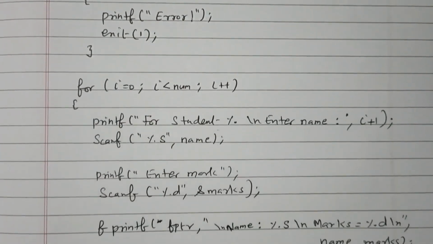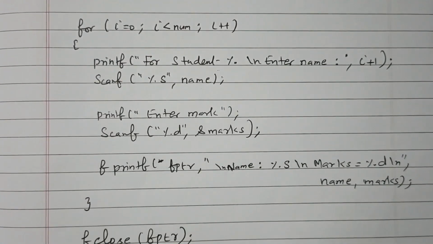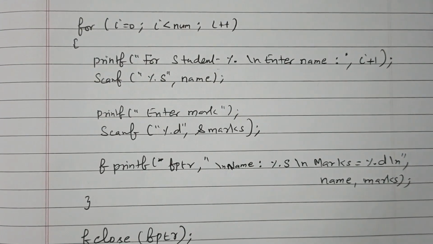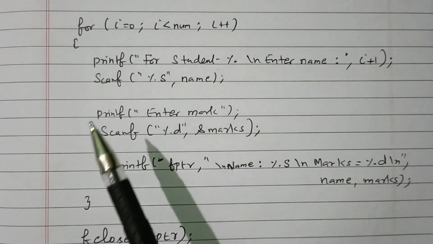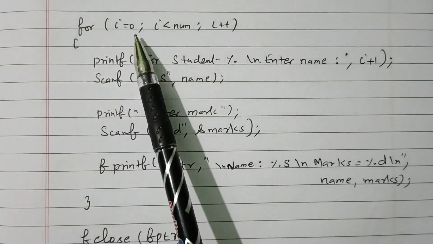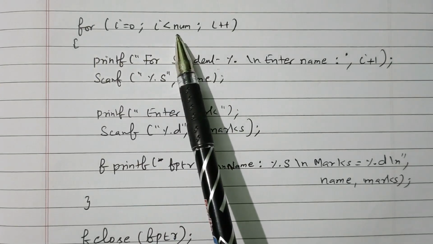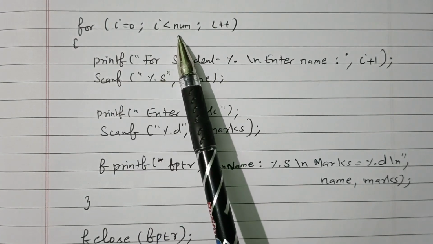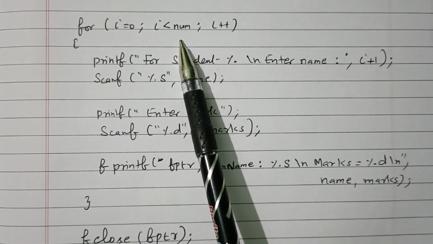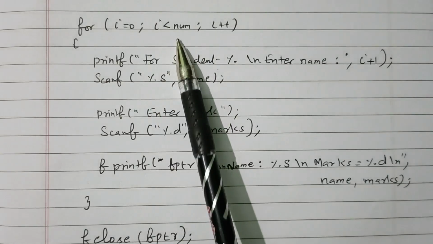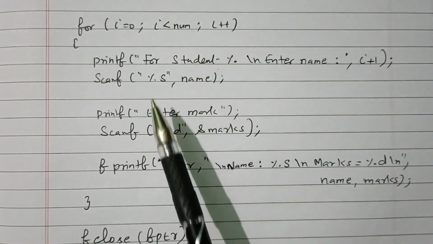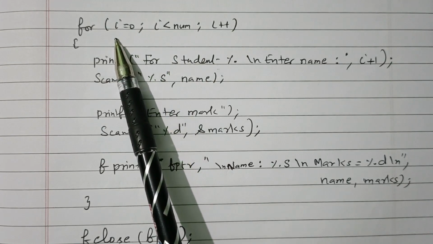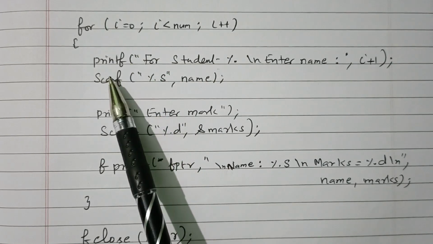What we need to do is get the student name and mark from the user, and that should be stored in a file. So for that we open the for loop. For i equal to 0, i less than num, i plus plus. The initial value is 0, then the condition. If the number is 5, we have to execute 5 times, i less than 5, with increment. Initially i equal to 0 refers to the first student.